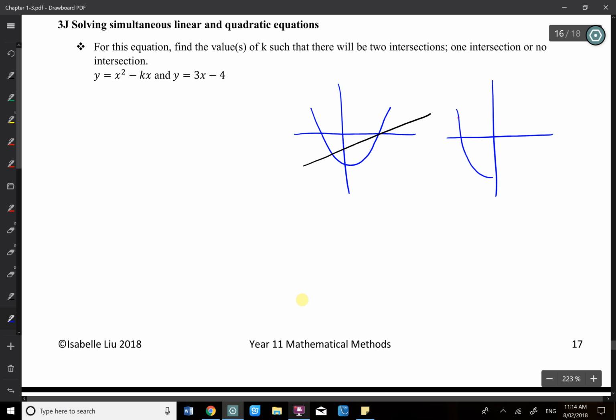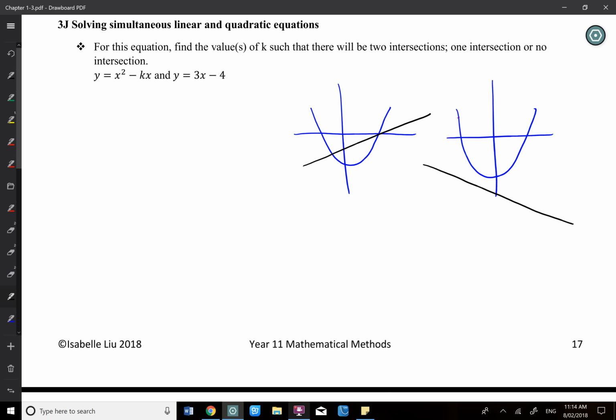The second situation will be they're not touching each other at all. One going up, one going down, they're not going to touch each other at all.